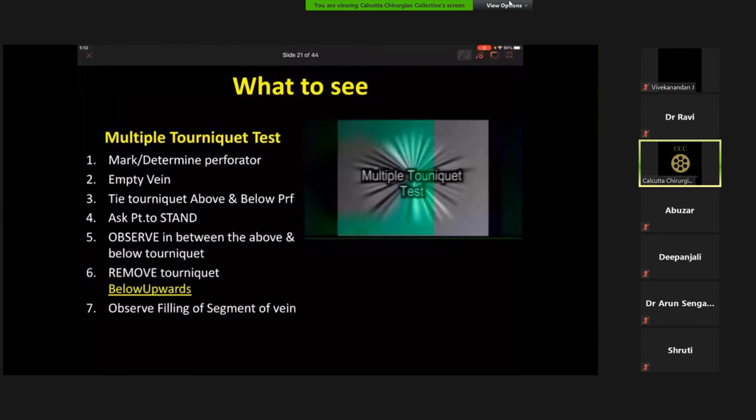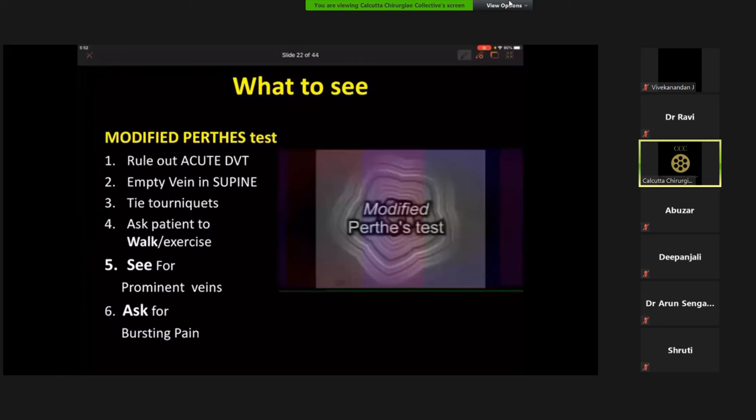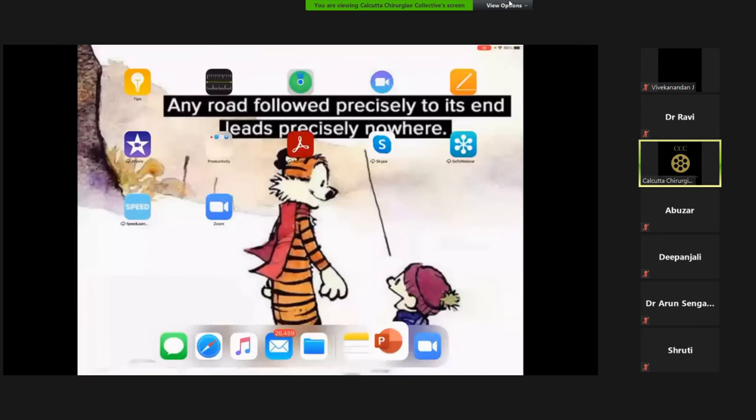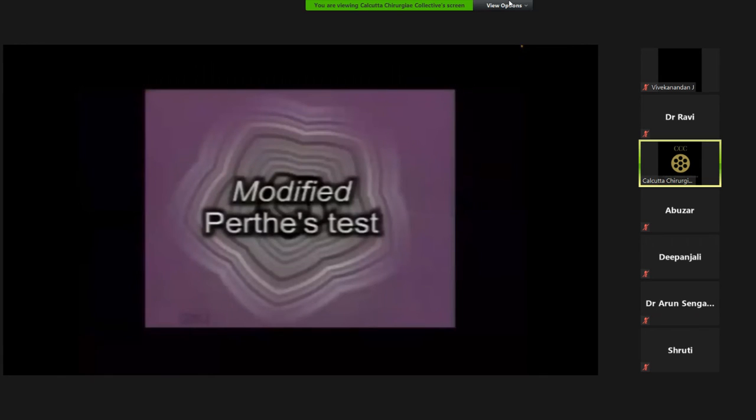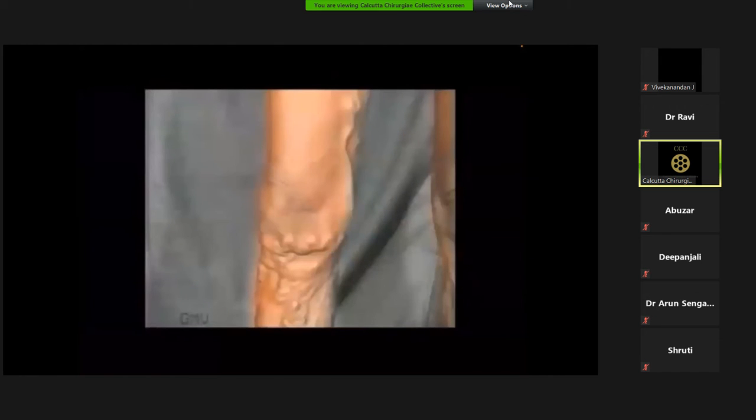Now, the next point is how to rule out a DVT, which is by doing something called a modified Perthes test. The logic is straight. Blood goes through the deep vein as we have seen. If the deep vein is choked, it will go through the superficial vein. So the effective way is to tell the patient to walk. If your patient walked and there was a prominence of the vein, then please remember that means there is a block in the deep vein.